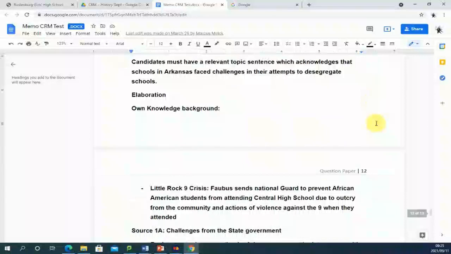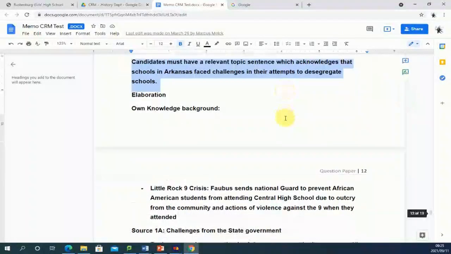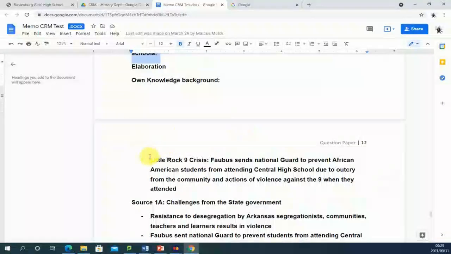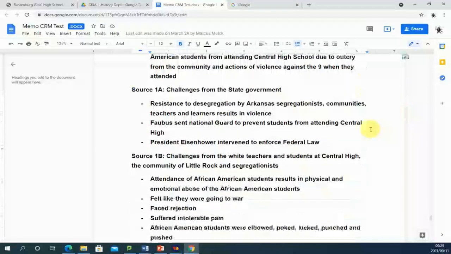Okay. So, remember to use the PEEL method when answering this question. You must have a relevant topic sentence which acknowledges that the schools in Arkansas faced challenges in the attempt to desegregate. And then there's a range of things that you can bring in from the sources. So for this one, it is important to contextualize your own knowledge as background, okay? That Faubus then sent the National Guard to prevent African American students from attending Central High School due to the outcry from the community and the actions of violence against the 9 when they attended, okay?